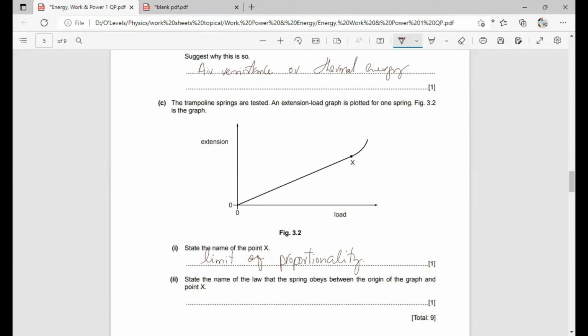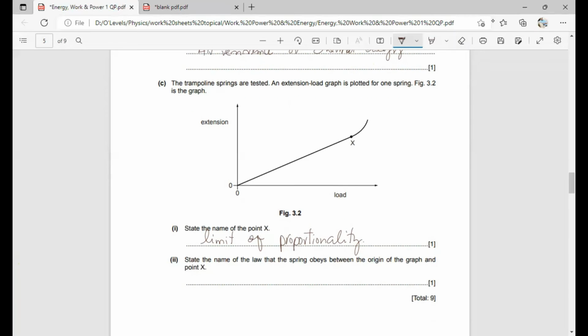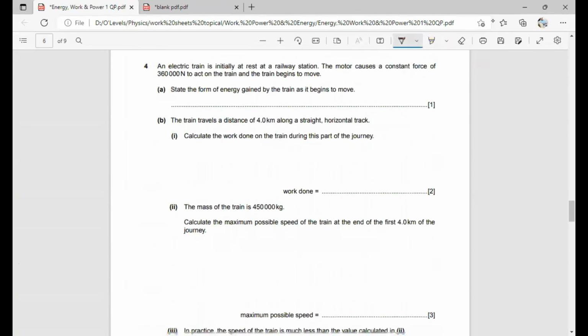Now, state the law. What is the law between load and extension, as we discussed in question number one as well? The name of the law is Hooke's law. Hooke's law tells us that load is directly proportional to extension within the elastic limit. So the X is actually the elastic limit.